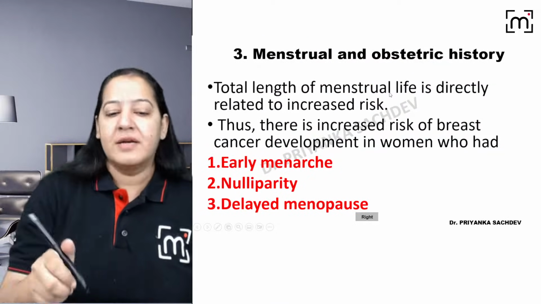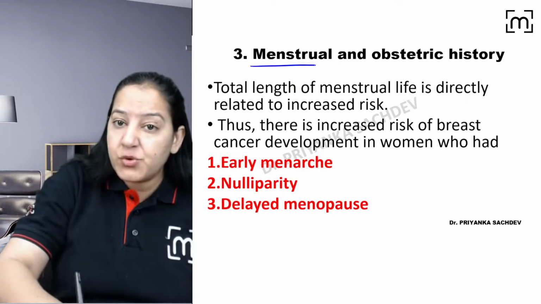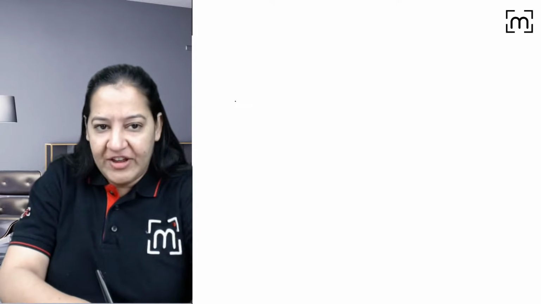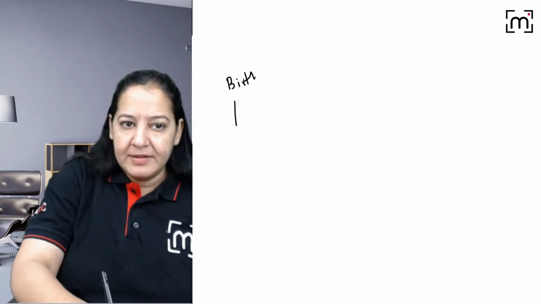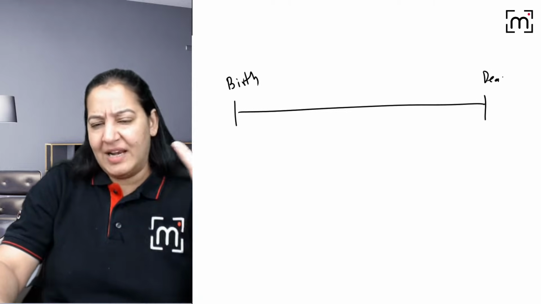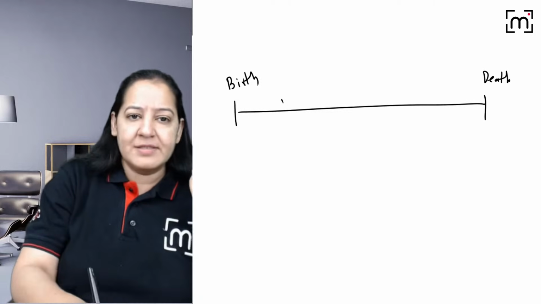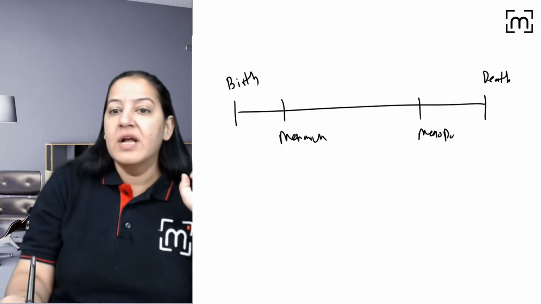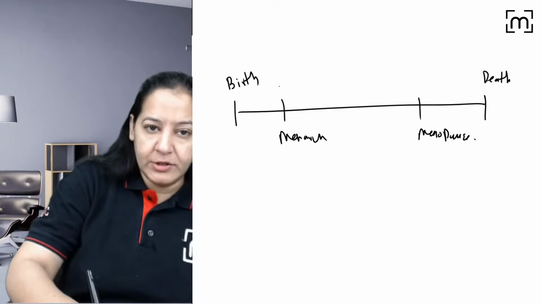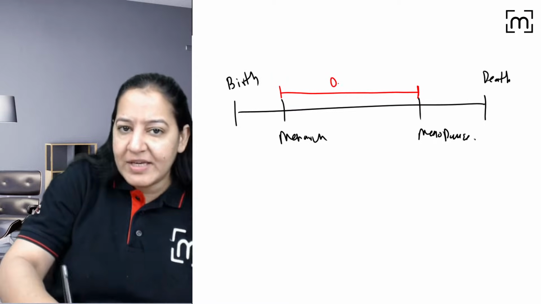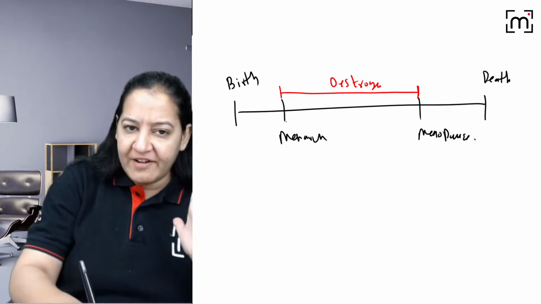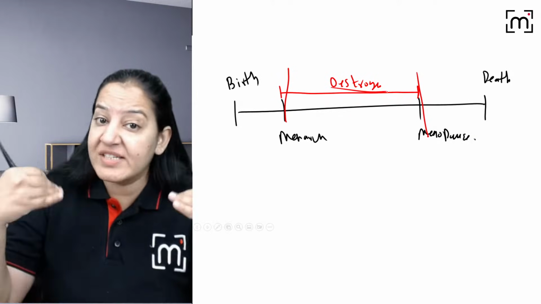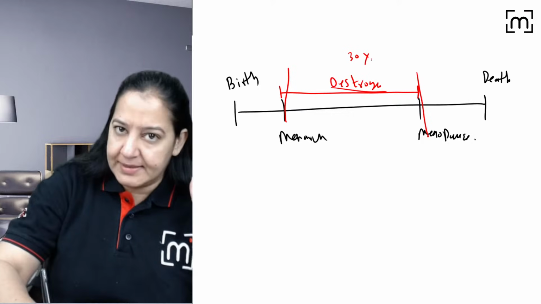Number 3, the most important, is the menstrual and obstetric history. What do you mean by menstrual and obstetric history? As I told you, in the life of a female, this is the birth of a female and this is the death of a female. Usually we take the lifespan of 65 to 70 years. This is the menarche, and this is the menopause. Now listen, it's very important. During this period, the female is exposed to estrogen, because here the ovary gets functional and here the ovary becomes dysfunctional. So during this period, the blood of the female contains estrogen because ovaries are functional during these 30 years. You got it?